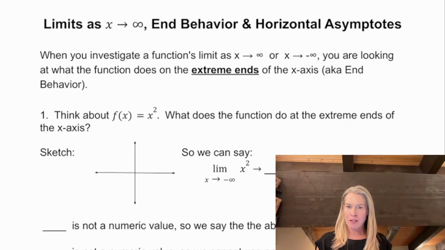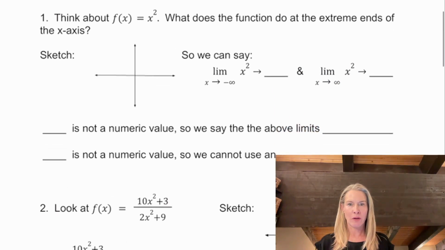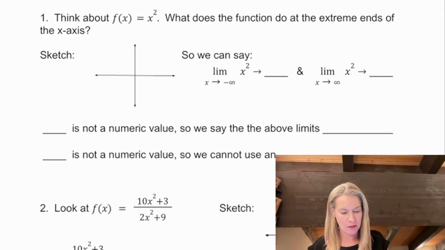Well, a lot of times you'll have a graph that's unbounded, meaning it just keeps going up, up, up, or down, down, down. And a lot of times you might come across a graph that has a horizontal asymptote. We're going to focus on those two possibilities of end behavior because those are what are going to come up most often for you in your calculus class. So first off, let's look at the graph of y equals x squared. It's just a plain old parabola, right? What does that function do at the extreme ends of the x-axis?